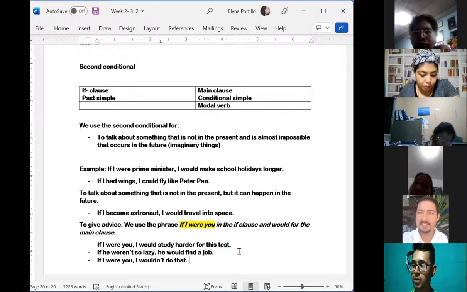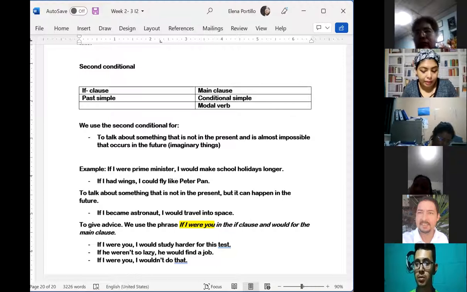In the main clause, we can also use the modal verbs, could, might, should, ought to, and all of the modal verbs, plus the infinitive in place of the conditional simple. So we are going to write it like this.